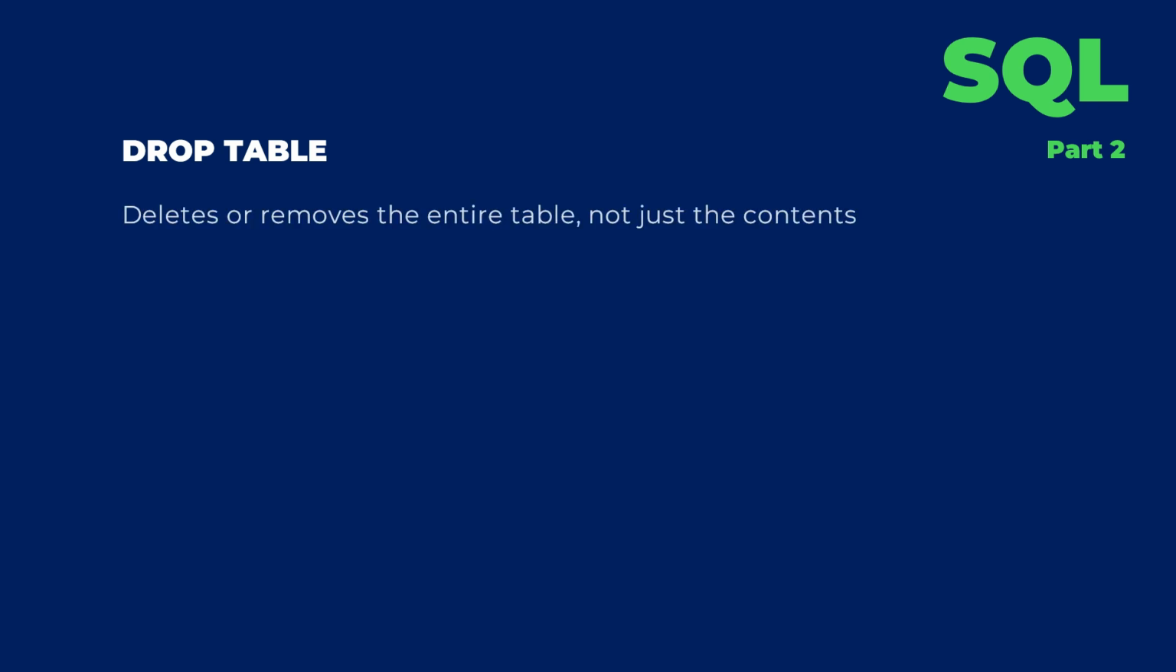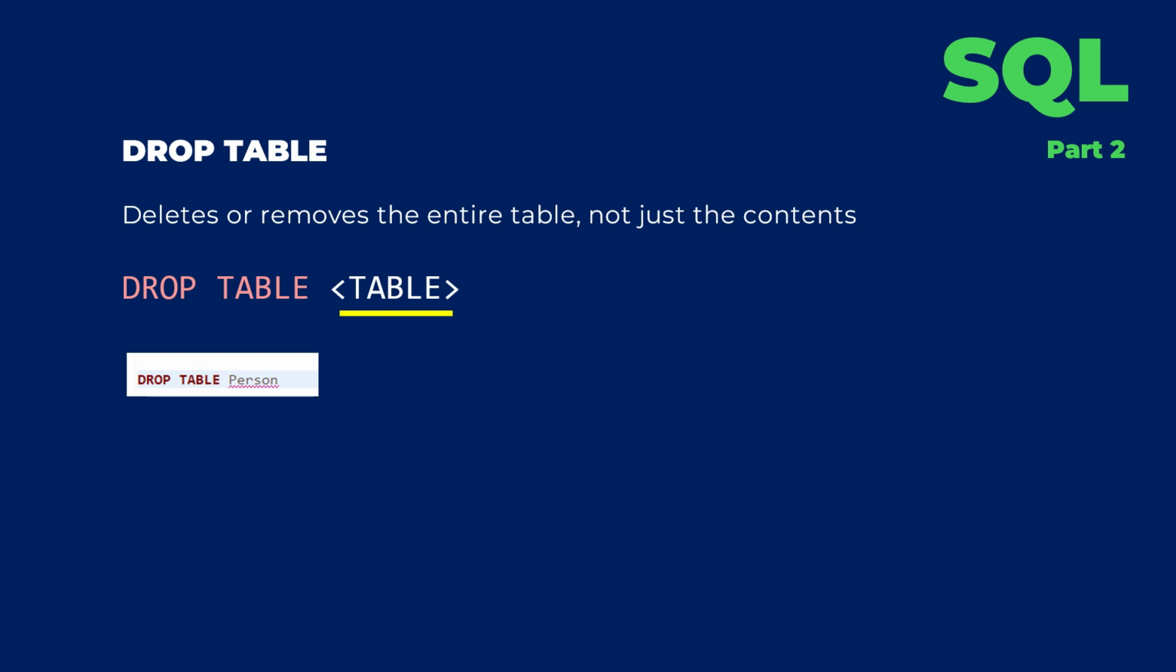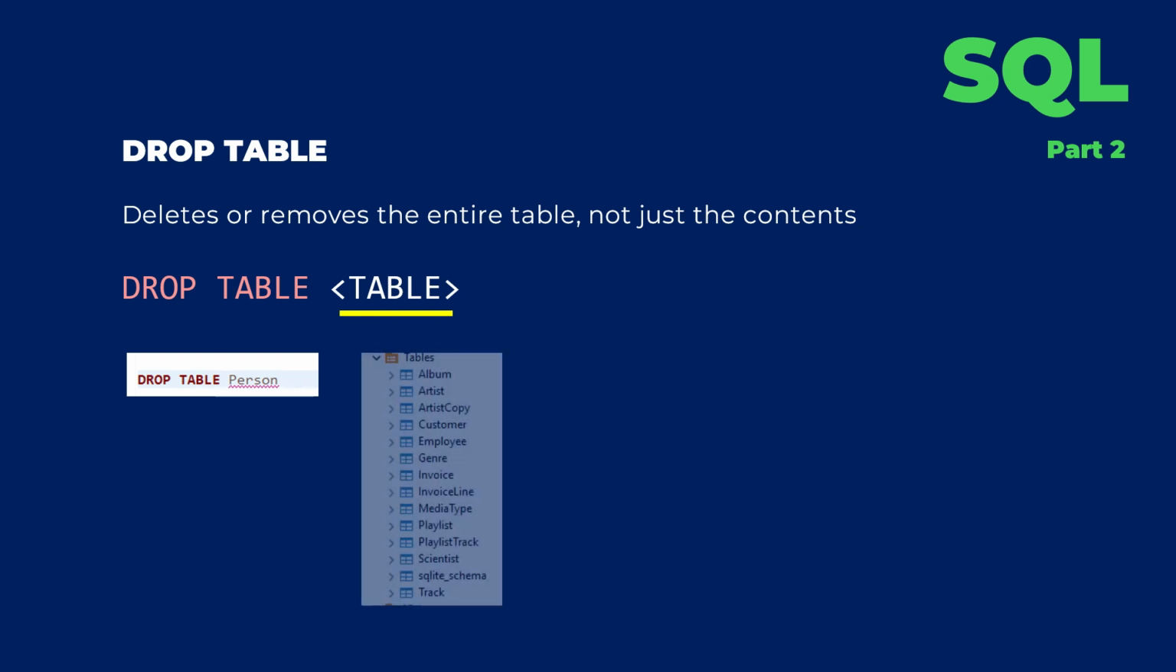To delete or remove an entire table, we use the drop table statement. It's very easy as we provide the table name after the drop table keywords. Let's remove the person table from our database and we write drop table person, and this table is removed from the list of tables in the database.